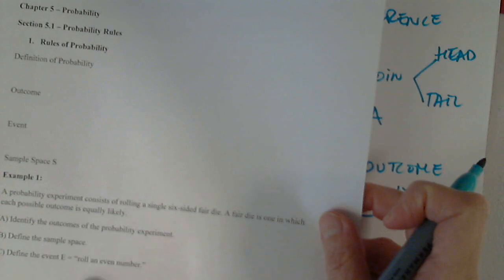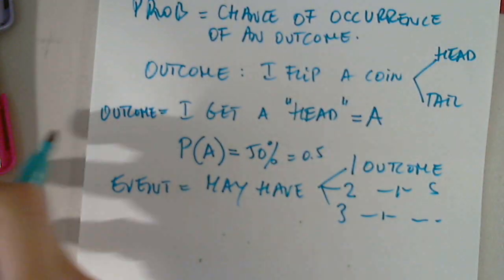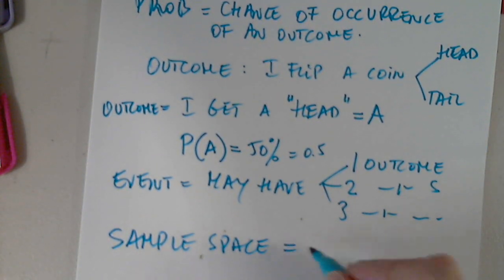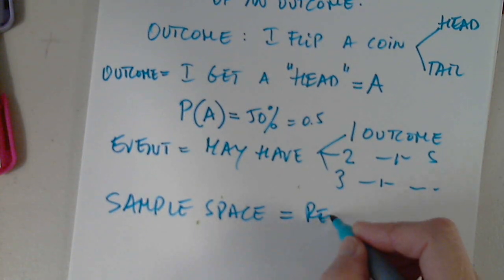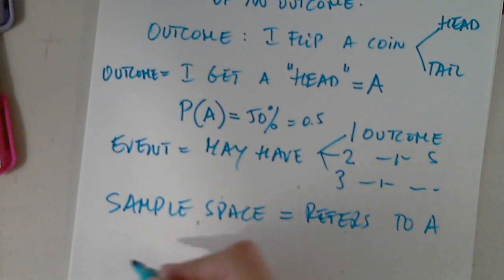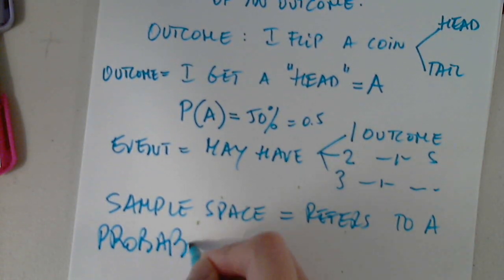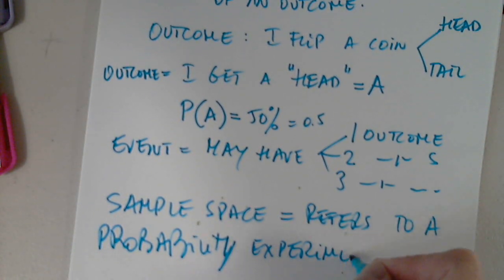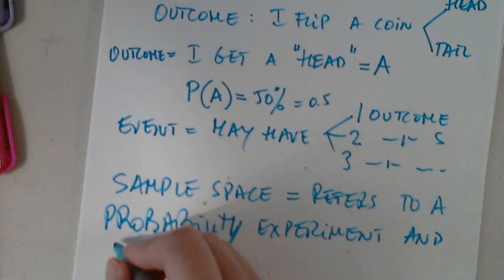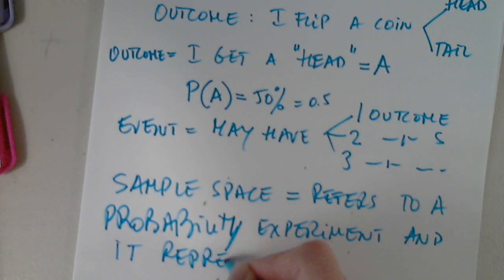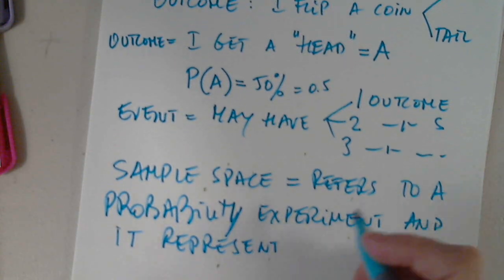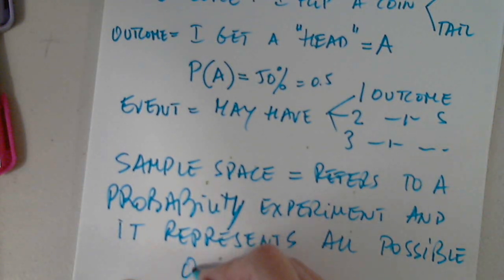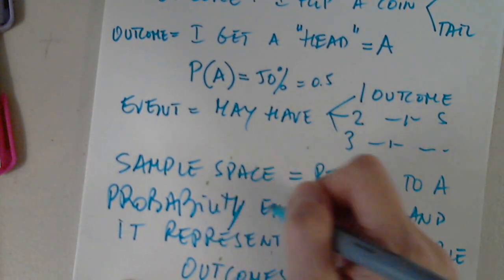Now, what is a sample space? And we're going to illustrate all these with example 1. Sample space refers to a probability experiment, and it represents all possible outcomes of that experiment.